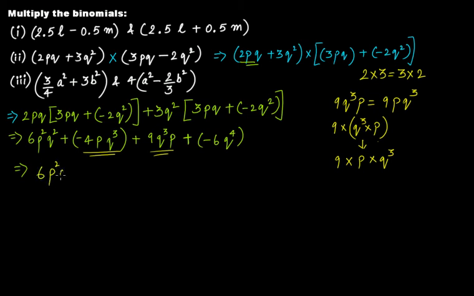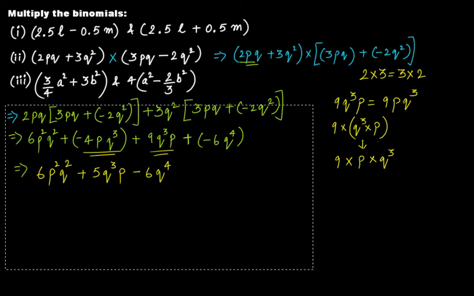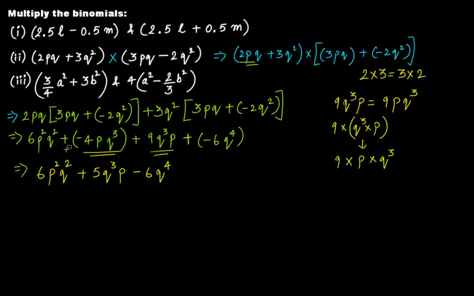Okay, so this is 6p squared q squared. Now these two are like terms. If you add them together, minus 4 plus 9 means what? Plus 5. So 5q cubed p plus, here it is plus, within the bracket is minus, so minus 6q raised to the power of 4. Okay, so this is your answer.